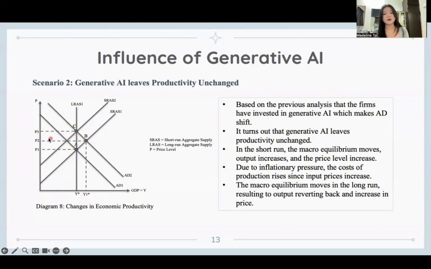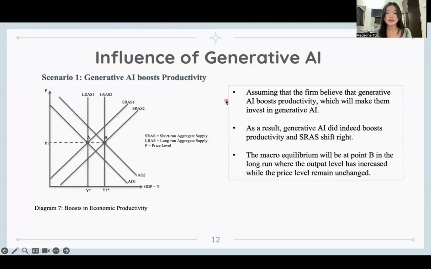However, in the recent environment where AI is continuously improving, scenario 1 over here is more likely to happen, as firms will most likely have trained their employees in a manner in which they are able to utilize the help of generative AI to boost the productivity of their firm.